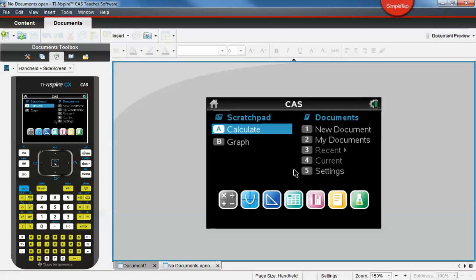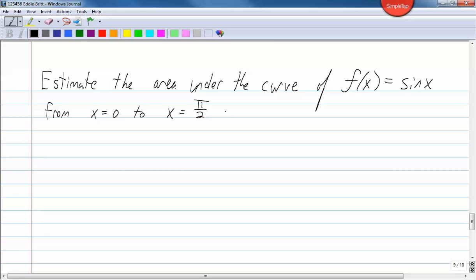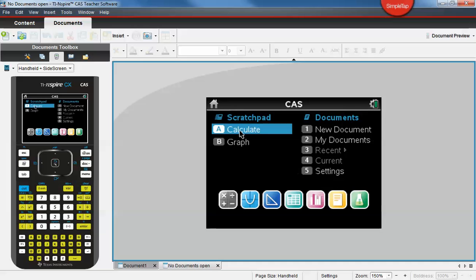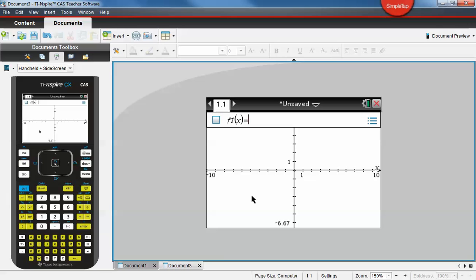We'll just say n equals 4. Let's see, making 4 rectangles, or using 4 rectangles. We want to do an upper and a lower sum. I'm going to graph that real quick. I mean, I could draw it out, but this program does a little bit better job than me.